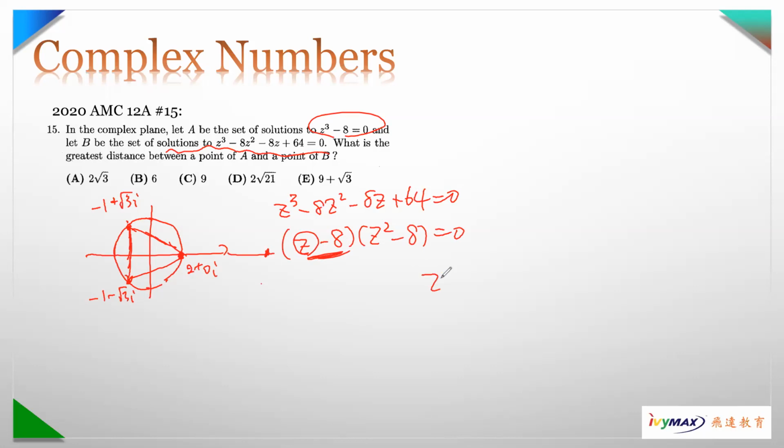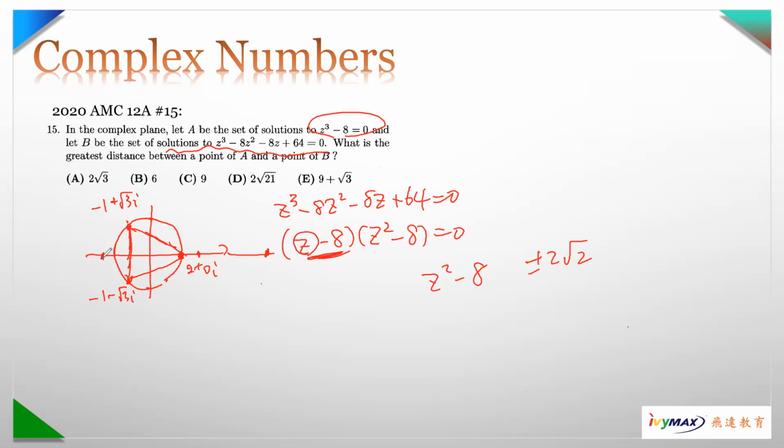And this part, z squared minus 8. If you solve that, that should be plus or minus root 8, which is 2 root 2, right? Yeah, so that has to be marked on the real number line.